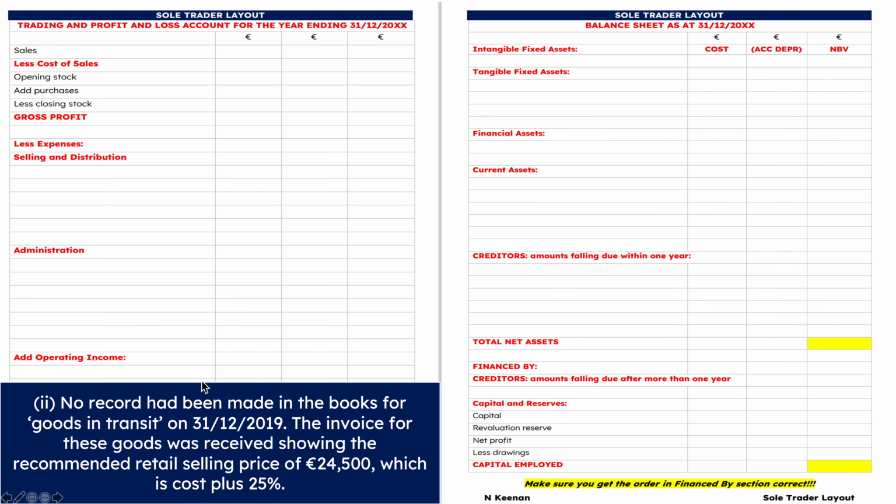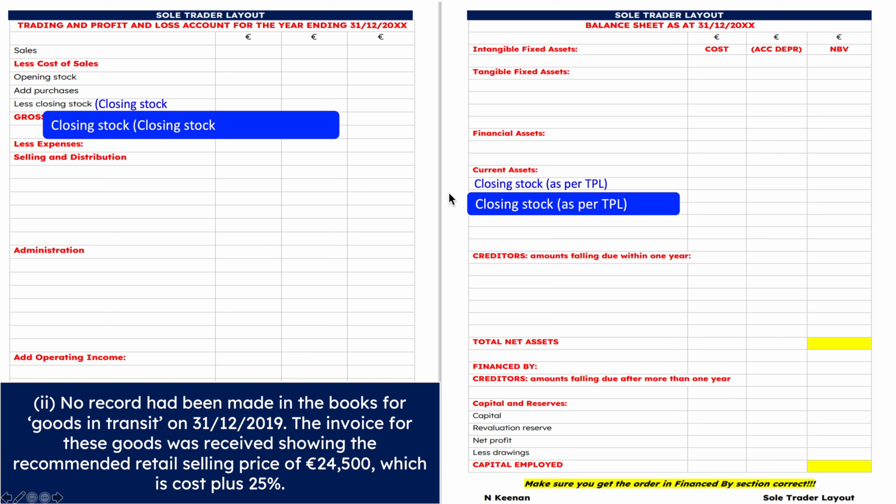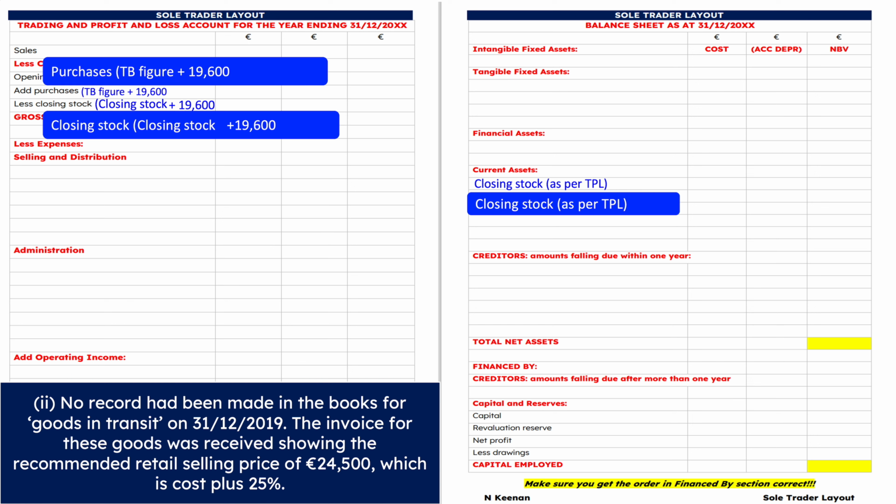Okay, so we'll do the goods in transit first. You've already got your closing stock from note number 1. But when we have goods in transit, the recommended retail selling price is 24.5, which is cost plus 25%, so 125. If we divide that figure by 125 and multiply it by 100, we get 19,600 is the cost, how much it costs for you to buy that from your creditor. So we're adding that to closing stock, we'll add it to purchases, and we'll add it to the creditor figure. And that's that adjustment done.